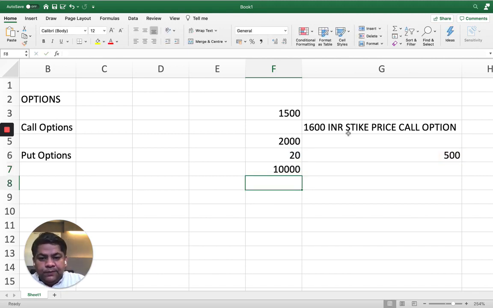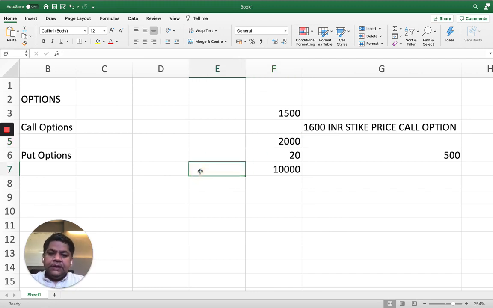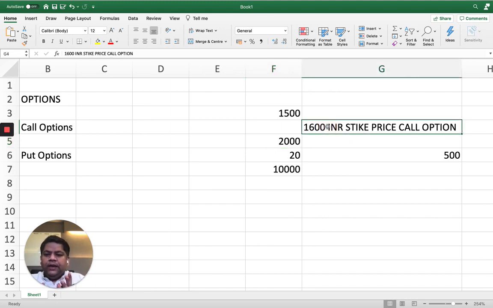And now, if your information actually becomes correct and Reliance rallies to 2,000 rupees, what will happen? This call option gave you a right to buy or not to buy at the date of expiry.